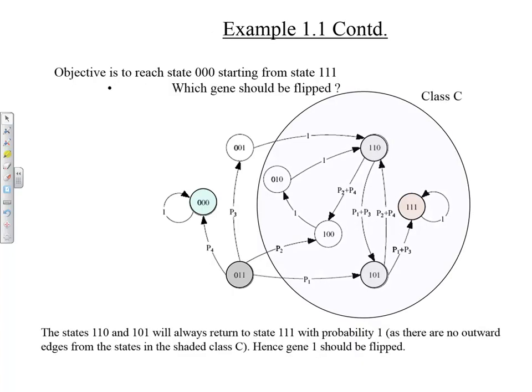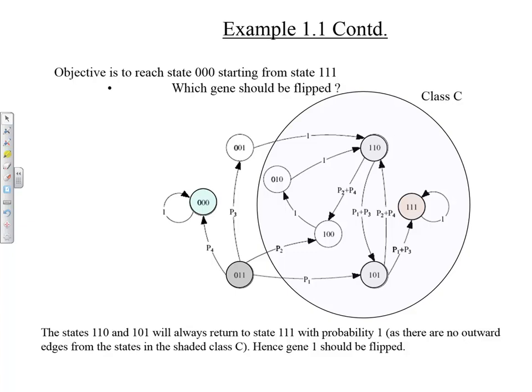Now, if you look at this, which one should you use? You can see that if you get in here, or you get in here, which is where you would have gone if you flip gene number 2 or 3, you aren't getting out of there, because everything is going inside this class. So there's no hope of getting out. Ultimately, you will end up in that absorbing state. You'll do all kinds of things, and finally you'll end up here and you'll stay there forever after.